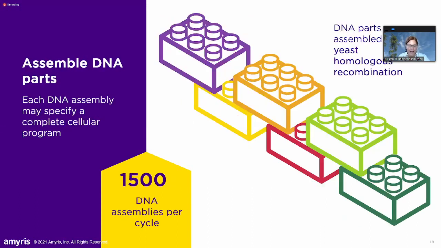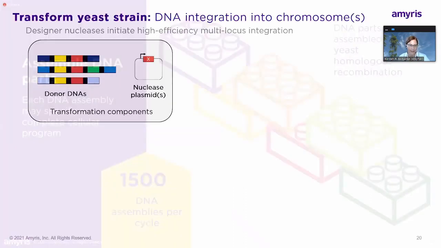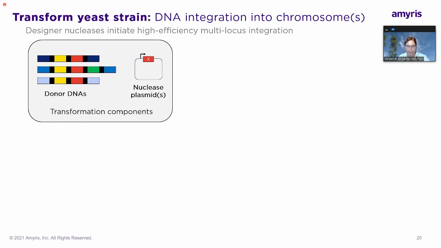And then we assemble those DNA parts. We make 1,500 DNA assemblies per cycle, and we can initiate a cycle every 2 weeks. Once we have those DNA assemblies, we integrate the DNA into the chromosome or chromosomes of the host cells using designer nucleases to trigger high-efficiency multi-locus integration.